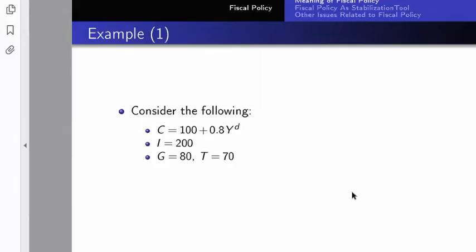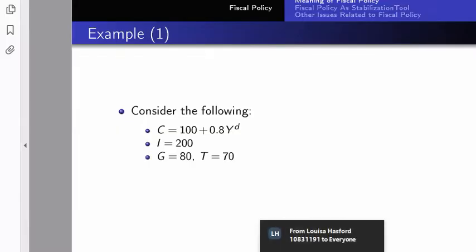They say consider an economy where the consumption function is equal to 100 plus 0.8 YD. So guys, what is the value of the autonomous consumption here? You can type it. 100. Right, 100.